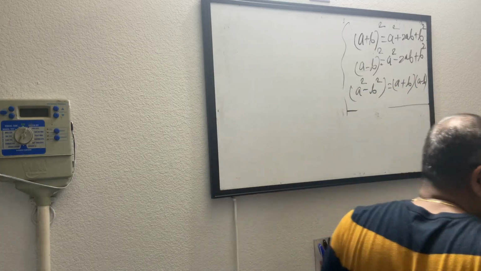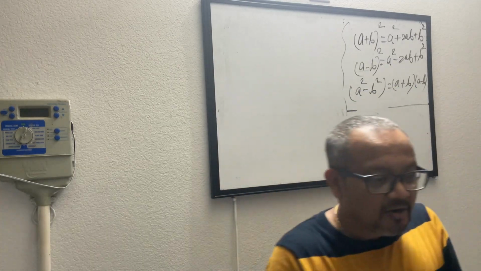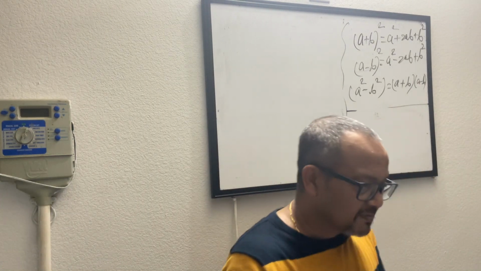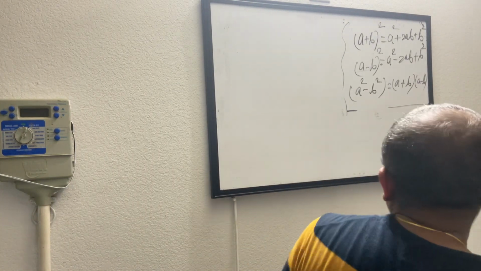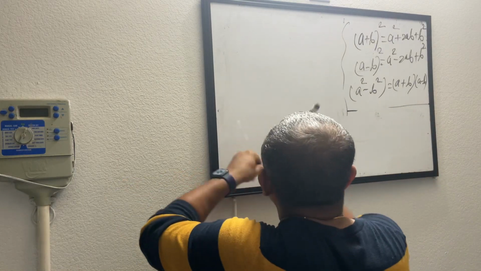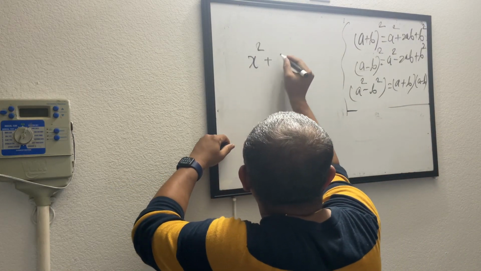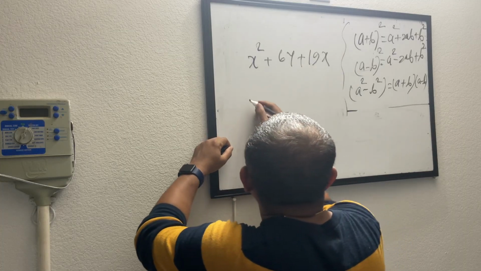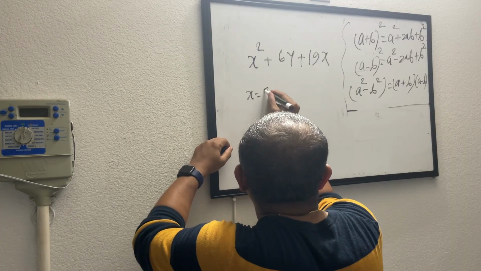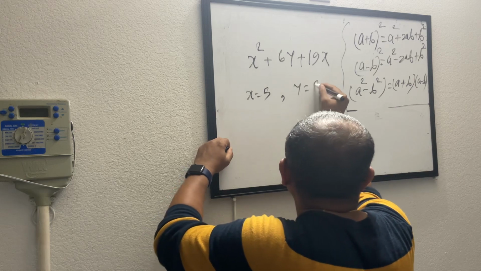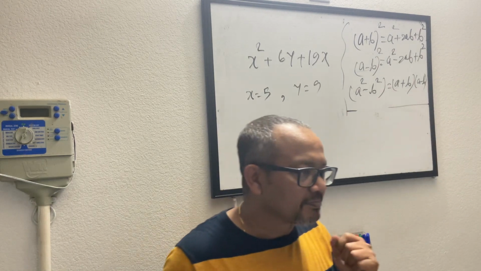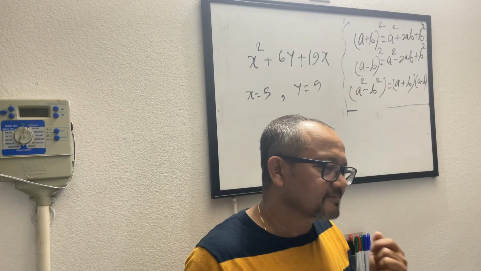Alright? Now, the next thing is evaluating expression. If somebody says, you have an expression x squared plus 6y plus 19x. Evaluate this for x equal to 5 and y equal to 9. Do you guys know what exactly has been asked here? Simplify the expression.